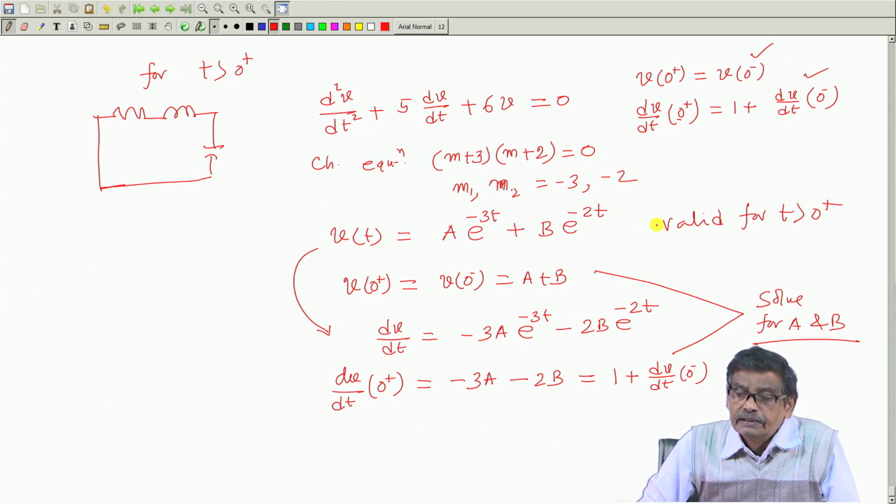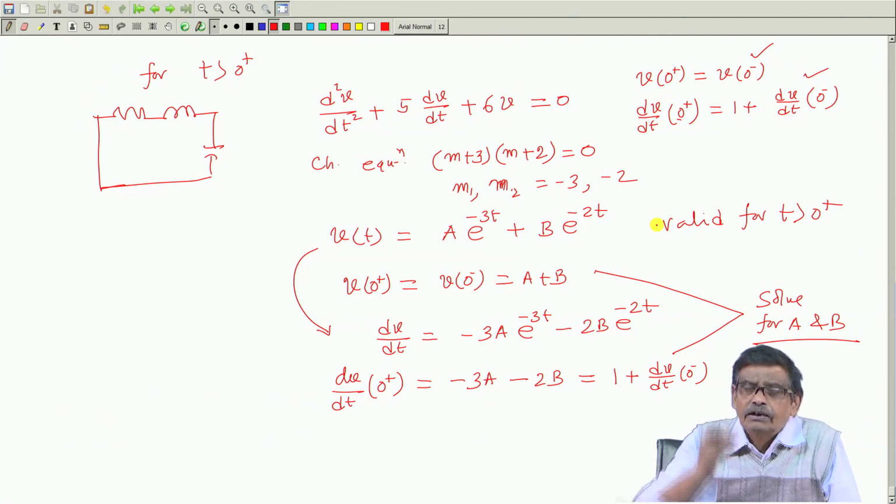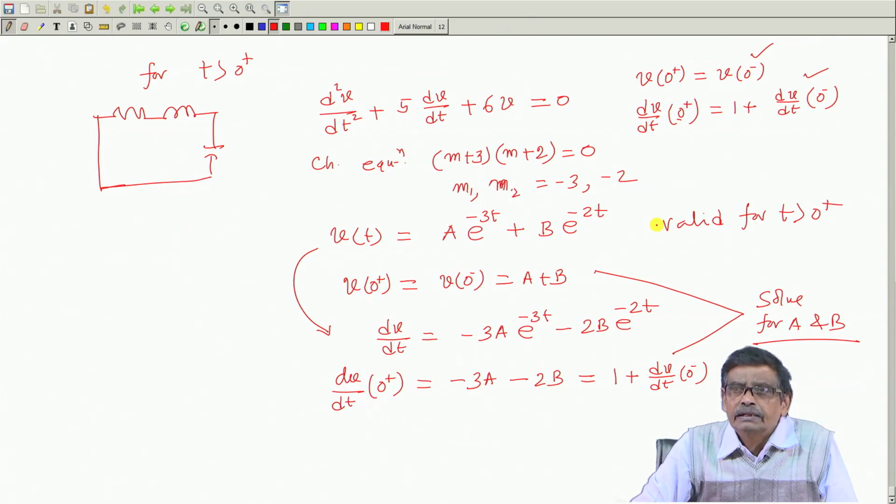if a differential equation has an impulse as its input signal, x(t) equal to delta(t), then do not apply that rule, that the final solution will be equal to some natural response plus a linear combination of the forcing function. No, that way you will not proceed. In fact, whatever was derived, we assumed that it excludes that impulse function.